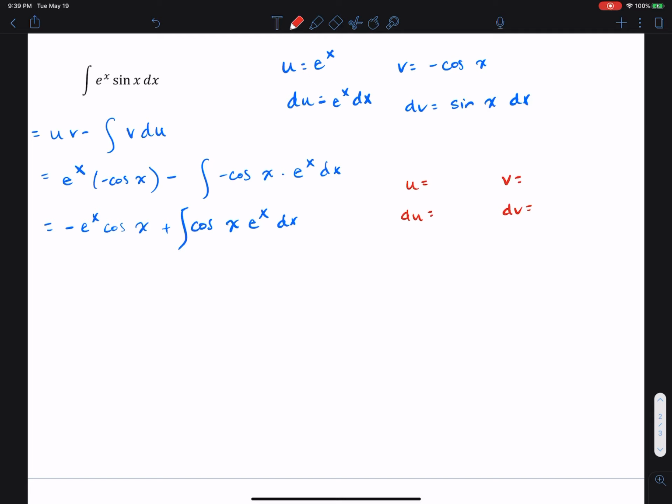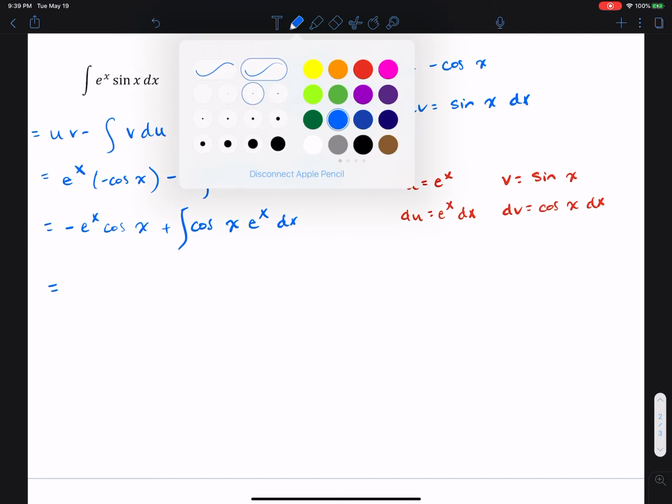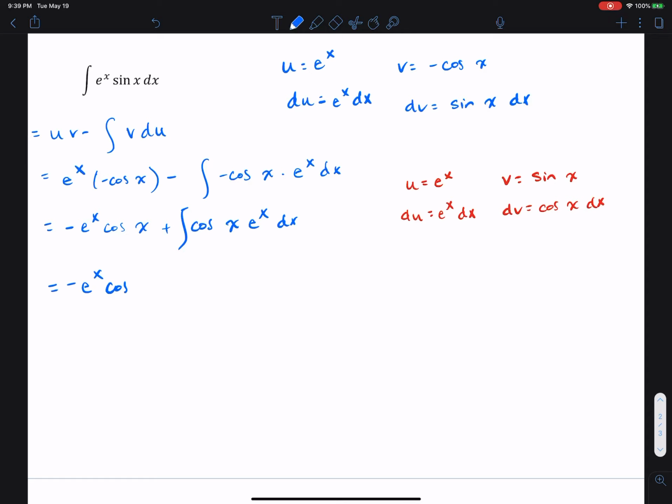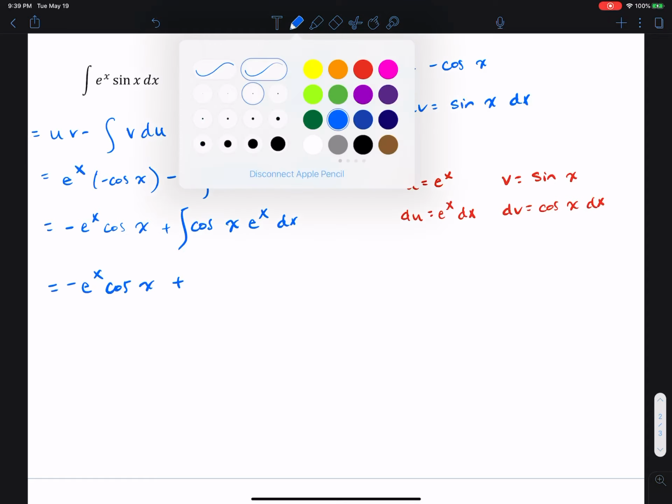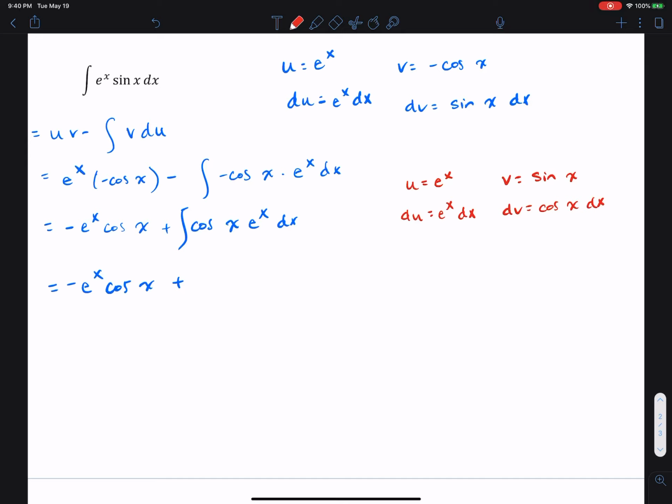Okay. So u I'm going to pick as e to the x. Du then is e to the x dx. dv I'm going to pick cosine of x dx, so v is sine of x. So let me do this. The first part that we did was in blue. And then the integral of cosine of x e to the x dx, I do uv minus the integral of v du.